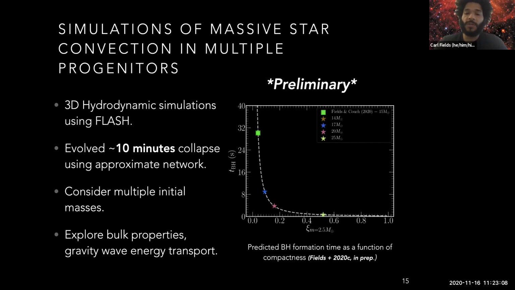So the progenitors that we're using span a nice range here in this sort of landscape that we're trying to probe. And so this is something that we wanted to do with these new set of models. We also want to explore things like energy transport and just the bulk convective properties as well, and then compare them back to the 1D works and see how they stack.